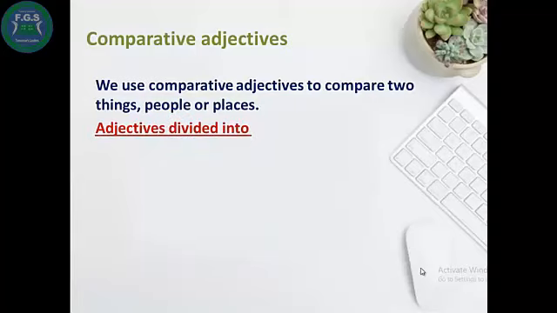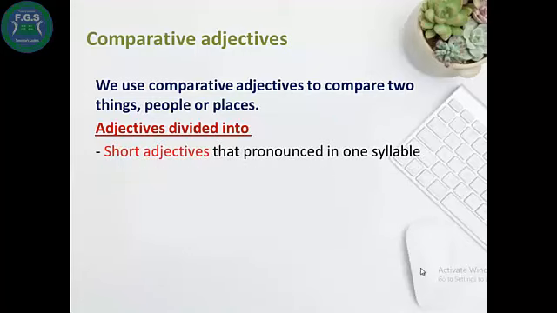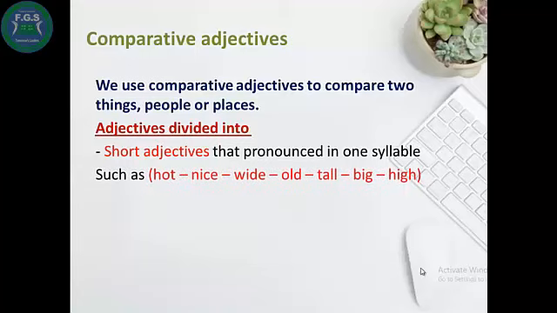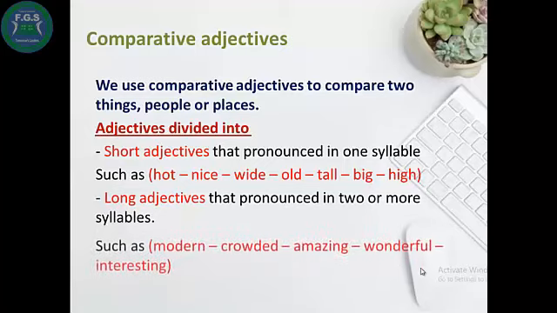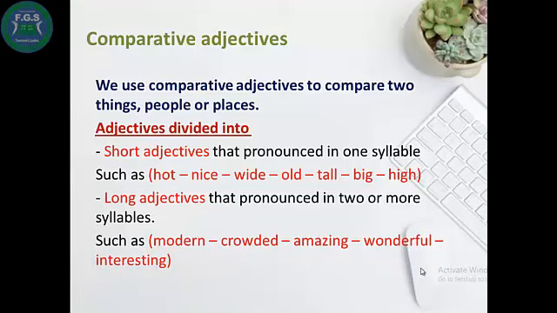Adjectives are divided into short adjectives that are pronounced in one syllable, such as hot, nice, white, old, tall, big, high. Long adjectives are pronounced in two or more syllables, such as modern, crowded, amazing, wonderful, interesting.